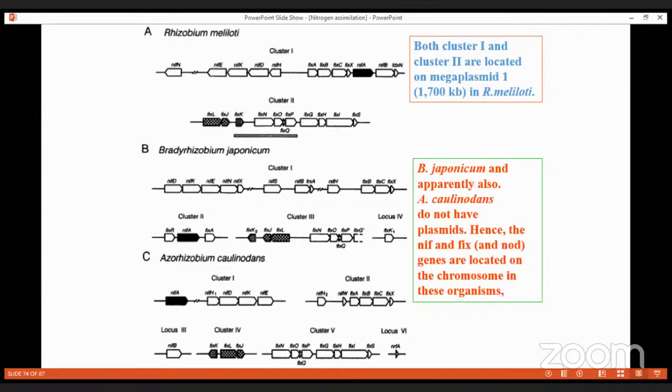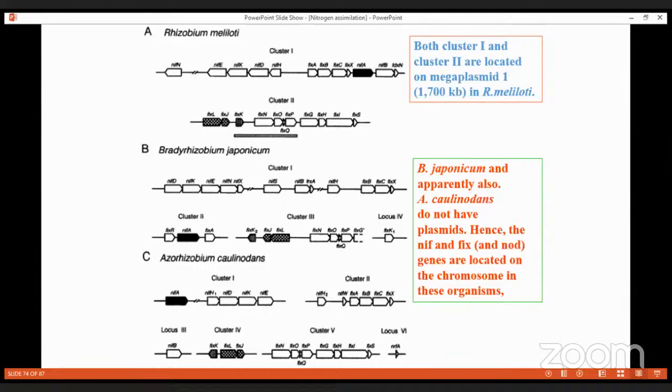Okay, so you can remember the names like Rhizobium meliloti, it is involved in nitrogen fixation. Bradyrhizobium japonicum, it is involved in nitrogen fixation. Then Azorhizobium caulinodans, these are all responsible for nitrogen fixation. Their arrangement of NIF and FIX genes may differ according to the species and according to the recognition sites. Okay, so you don't need to remember that. The basic Klebsiella one we have already discussed, that you remember.